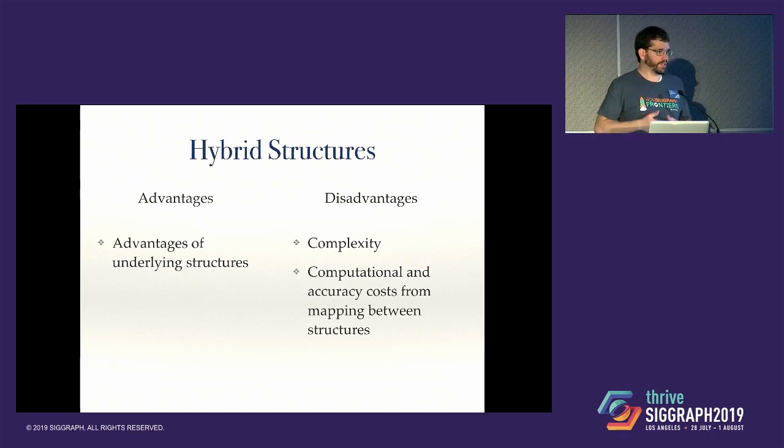What's really common in computer graphics, especially in the last decade or so, is to adopt some sort of hybrid structure. Here you hope to get the advantages of the underlying structures. An example of a hybrid structure would be particles flowing through a grid like in the MPM method. You get the advantages of the particles tracking things through time, and you get the advantages of the structure of the grid. The disadvantage is that they tend to end up being more complex methods, and then there are computational costs and accuracy costs when you map between the two structures. Every time you have to map from the grid to the particles or the particles to the grid, you lose something.